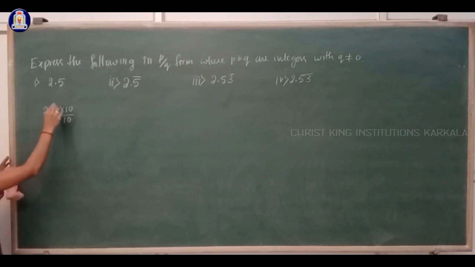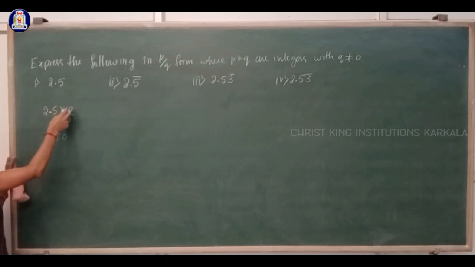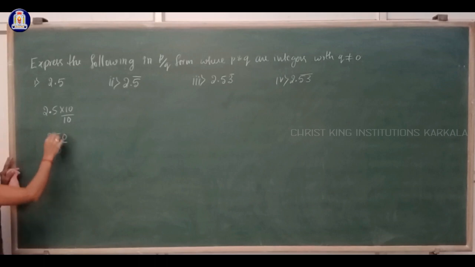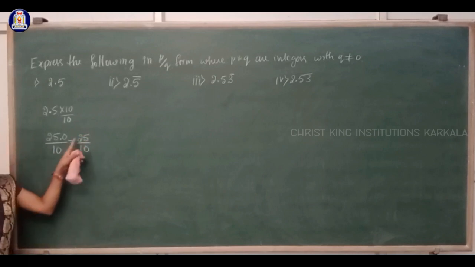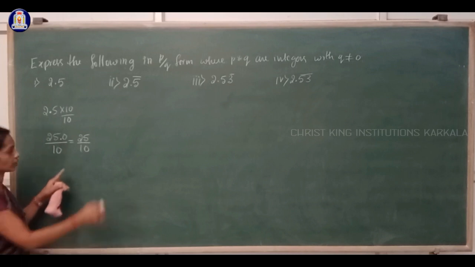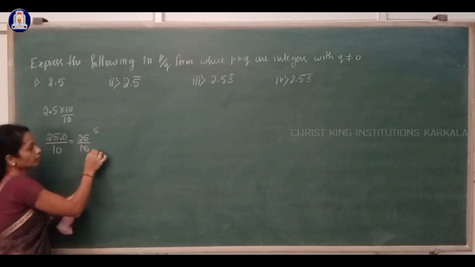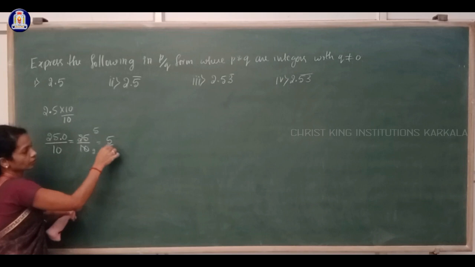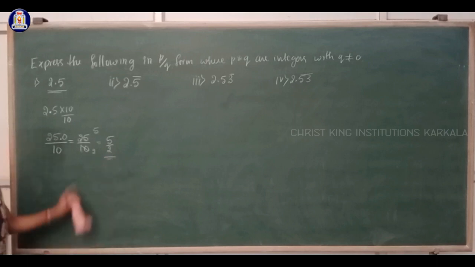Then what you will get is 25 into 10, that is 250, right? Without the decimal point this is 25 into 10, 250, divided by 10, and put the decimal point after one digit from the right side. So it is 25 divided by 10, and if you can simplify further, you have to simplify it. Here both numbers are divisible by 5, so 5 times 5 and 5 times 2. So this is 5 divided by 2. So the p by q form of the decimal number 2.5 is 5 by 2.